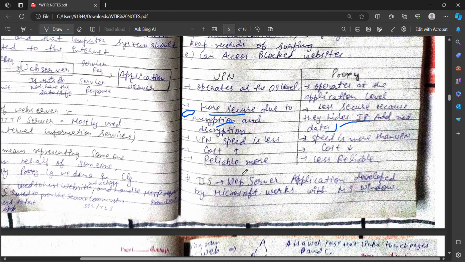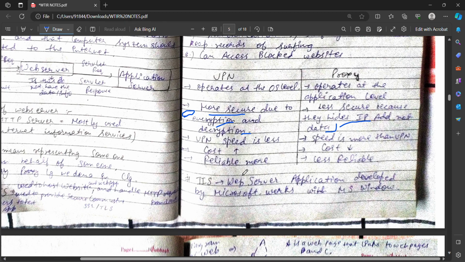So reliable, basically reliable in terms of security, we can say. VPN is more reliable, and I told you why: because they are providing the encryption and decryption facilities also. Okay, they are providing us a secure environment. So security and reliability are more in case of VPN, while in case of proxy, they are only providing the IP address so that we can access the blocked website. So they are basically less reliable compared to VPN. This is another difference between VPN and proxy server.